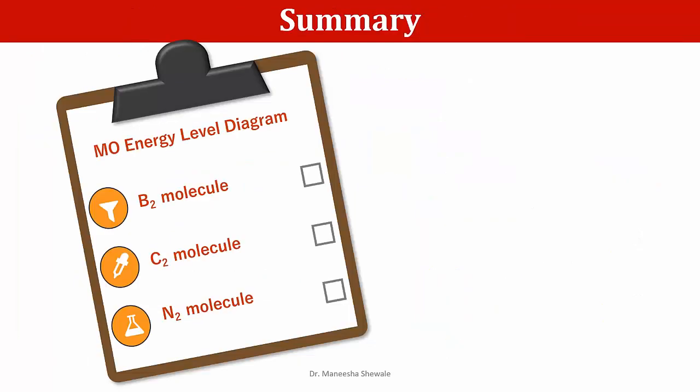So in this video, we have understood how to draw the MO energy level diagrams for the boron molecule, then the carbon molecule, and finally the nitrogen molecule.